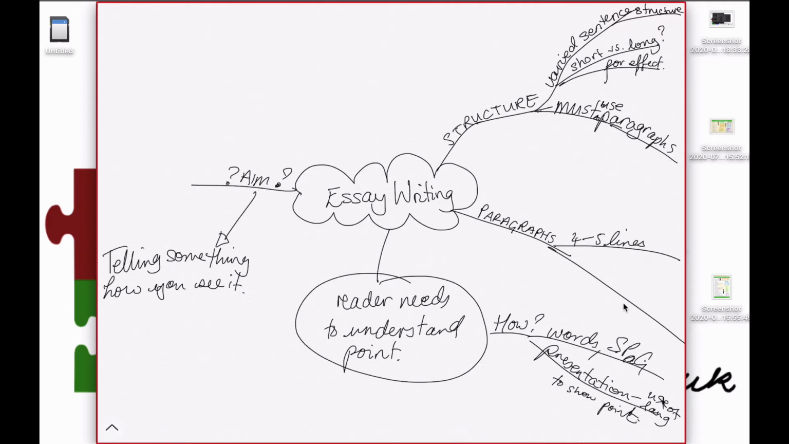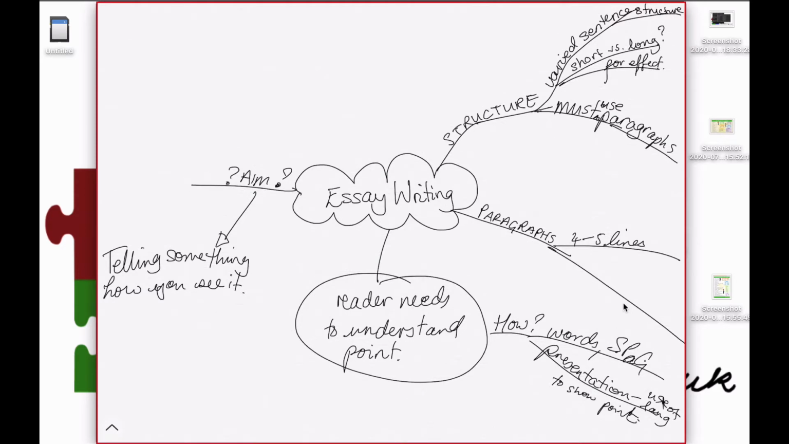Okay, so now I am going to take some of this and probably confuse you a little bit, because I'm going to say some of this is wrong, but not wrong for GCSE, it's wrong for A-level. Okay, so we're going to start with essay writing.